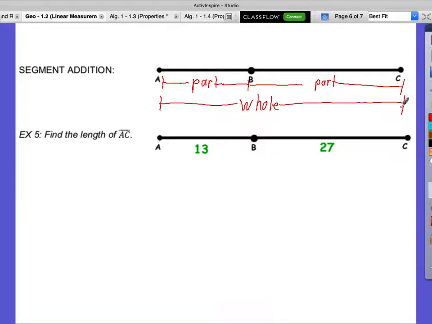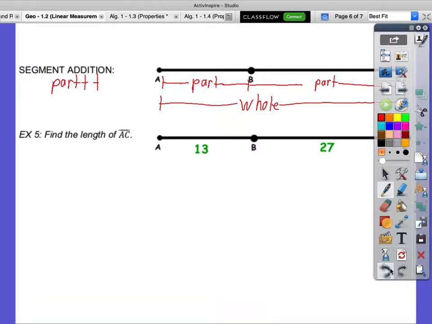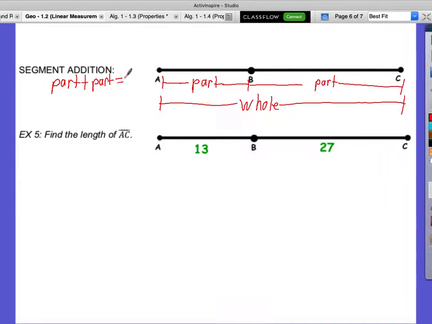This is a postulate. It's saying if you add part plus part, you get the whole thing. Do I feel like I'm in fifth grade? Part plus part equals the whole. That's what it's saying. Let's practice this.